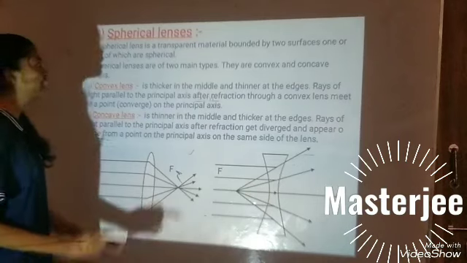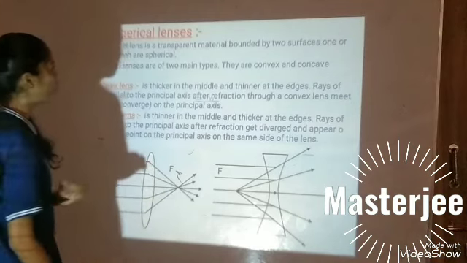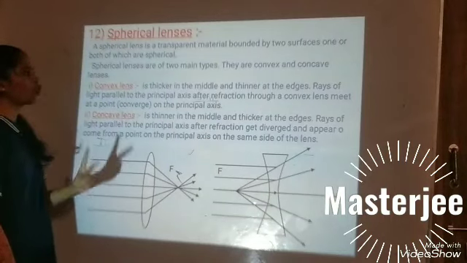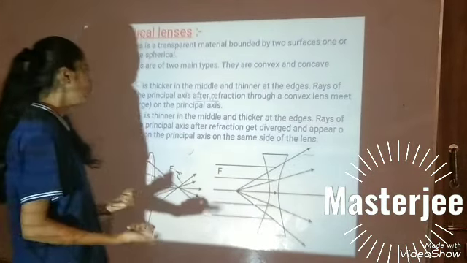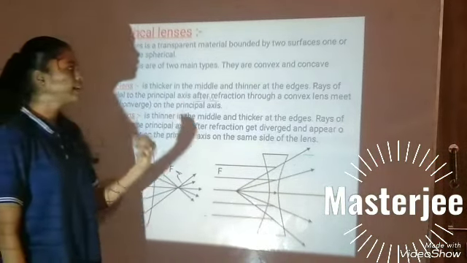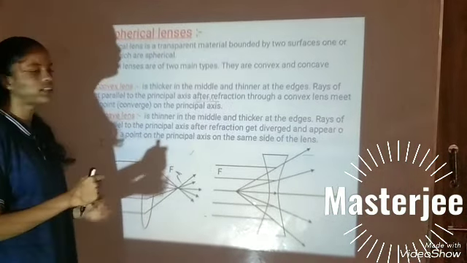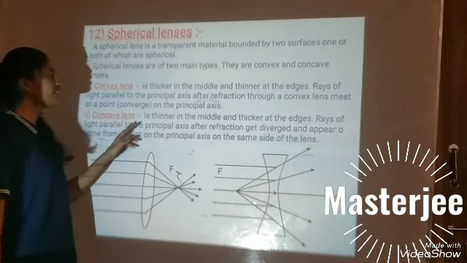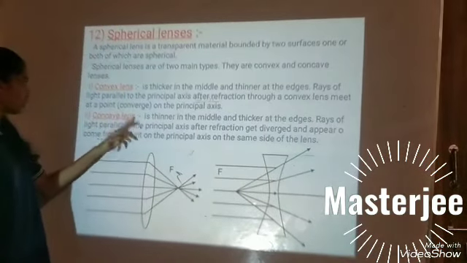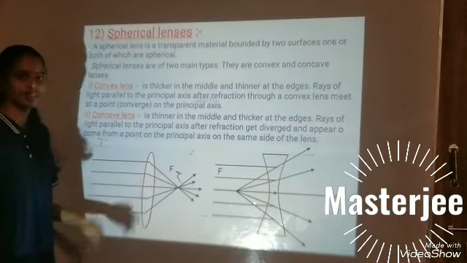Spherical lenses. A spherical lens is a transparent material bounded by two surfaces, one or both of them spherical. Spherical lenses are of two types: convex and concave. A convex lens is thicker in the middle and thinner at the edges. Rays will always converge at a point on the principal axis. A concave lens is thinner in the middle and thicker at the edges. Rays will diverge from this concave lens. A convex lens is known as the converging lens and a concave lens is known as the diverging lens.